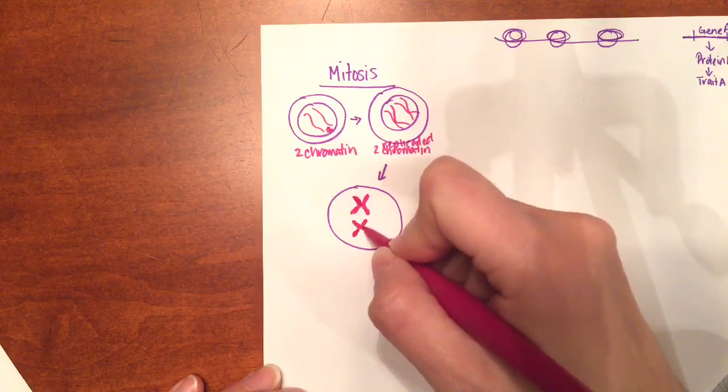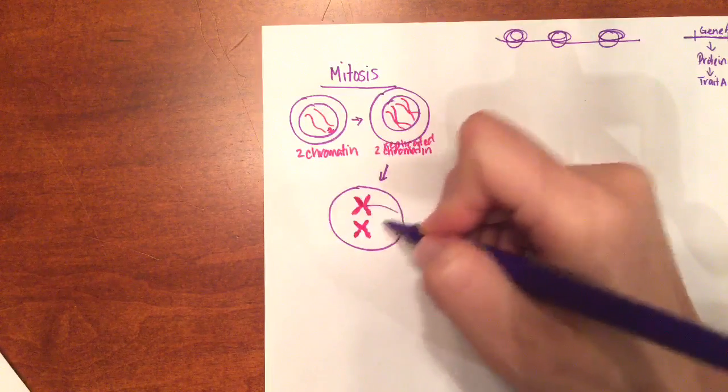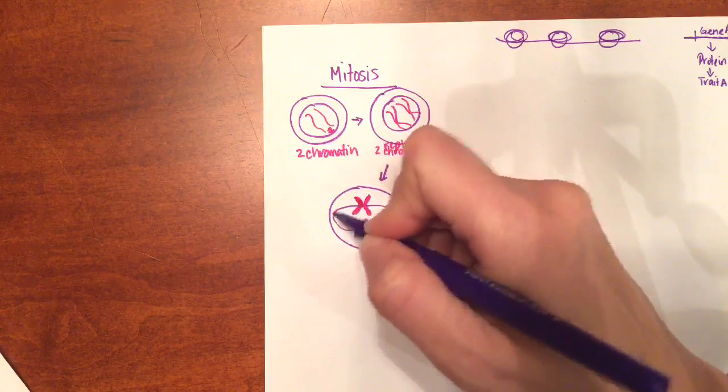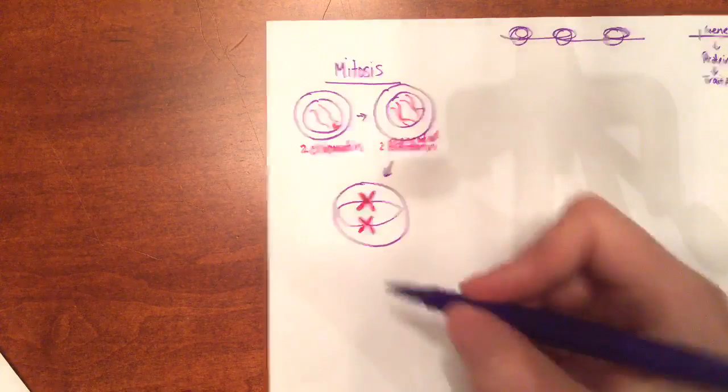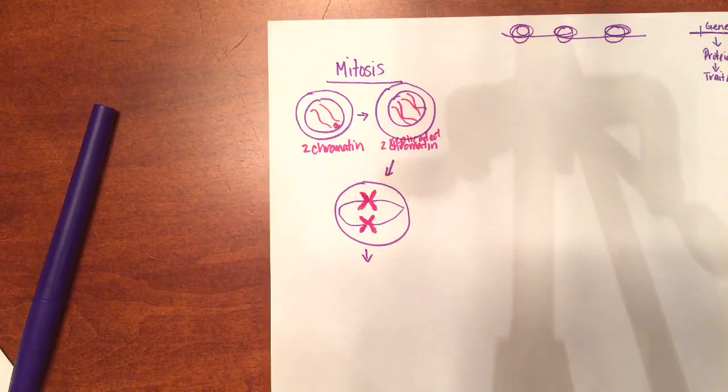And I'm showing them lining up down the center of the cell. And remember the spindle attaches, all right, to each side. And then what is the spindle going to do? It is going to pull the chromatids.